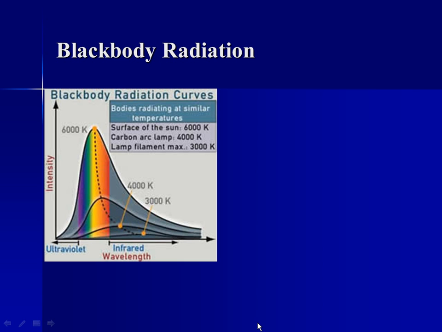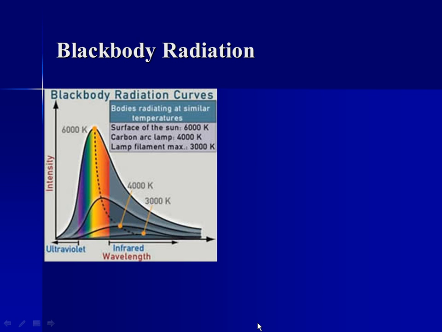Measurements on these hot objects indicated that the energy emitted at a certain temperature depended on the wavelength of the emitted radiation. Notice here how the intensity of the emitted radiation changes with wavelength. Also note, the hotter the object, the greater the intensity of radiation and the shorter the wavelength. Thus, there existed a relationship between energy and wavelength.